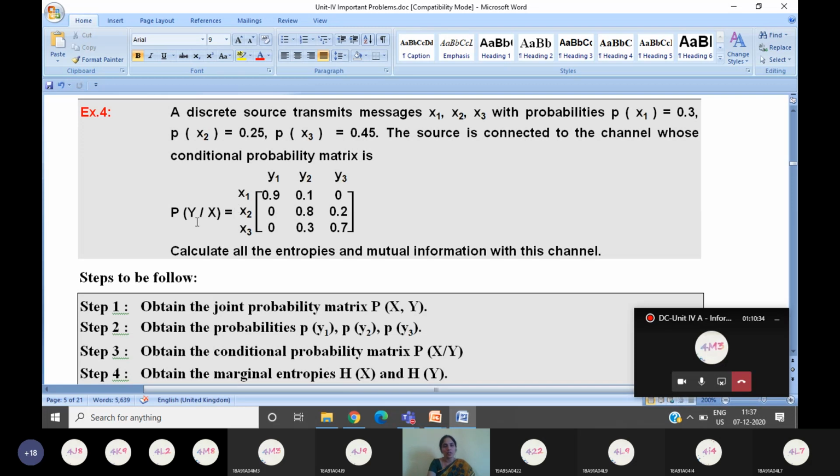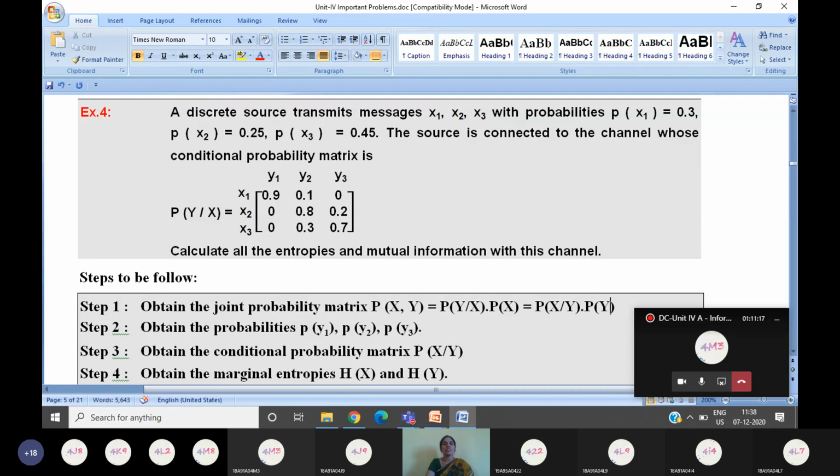Okay, because p of y by x into p of x gives you p of x by y into p of y, which gives you p of xy, because that is from the Bayes theorem. So from the Bayes theorem you can write p of xy as p of y by x into p of x, or it is also equal to p of x by y into p of y.